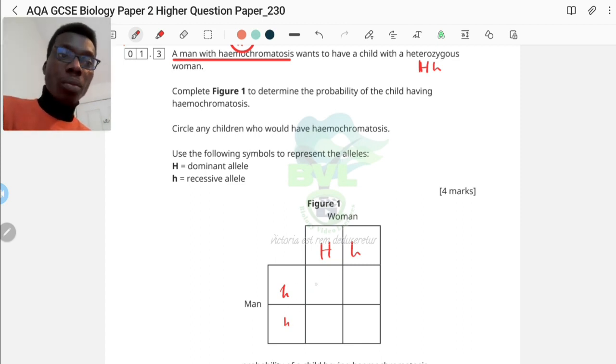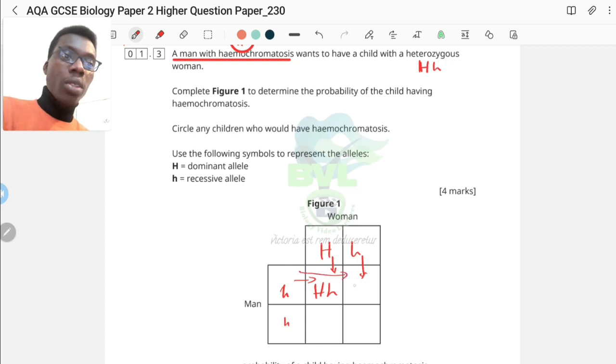So if you cross that, I believe you know what this is. This is called a Punnett square. So HH, then this goes down, this comes here, so it's going to be HH. I'm doing that because of those that might not know. So this is going to be big H, small h, then small h, small h.